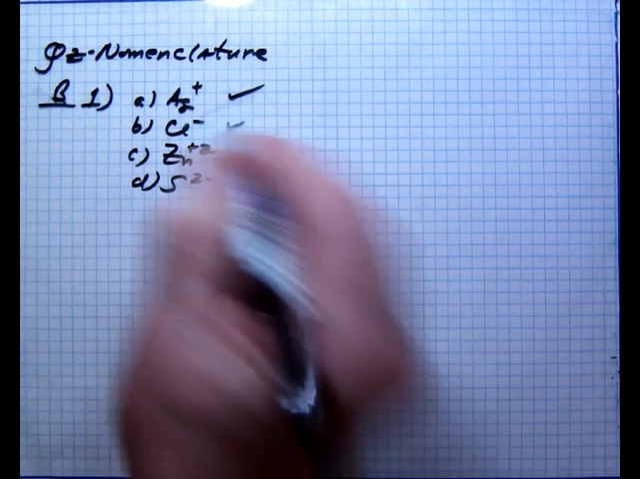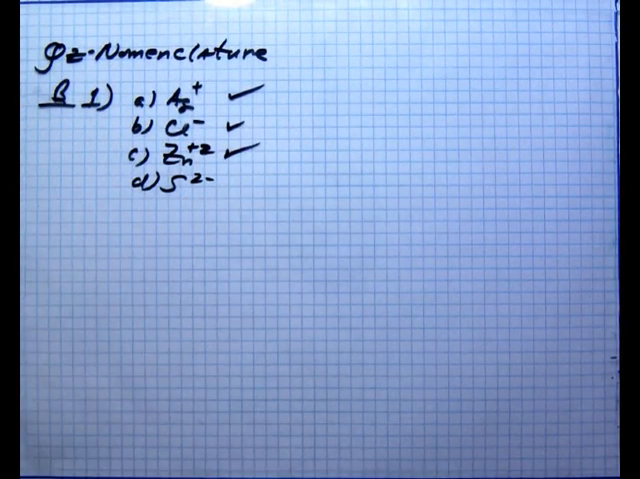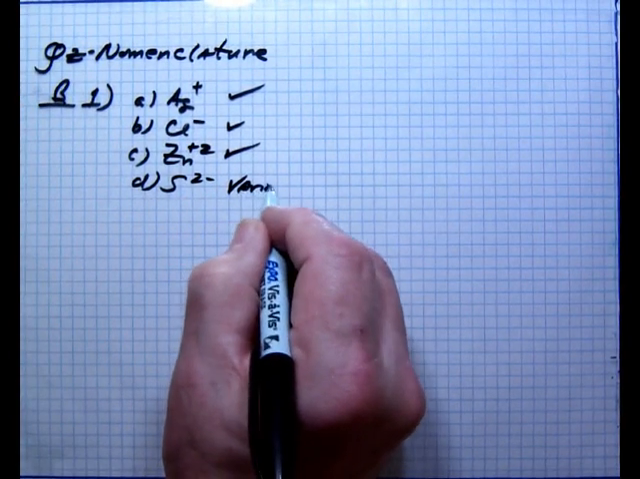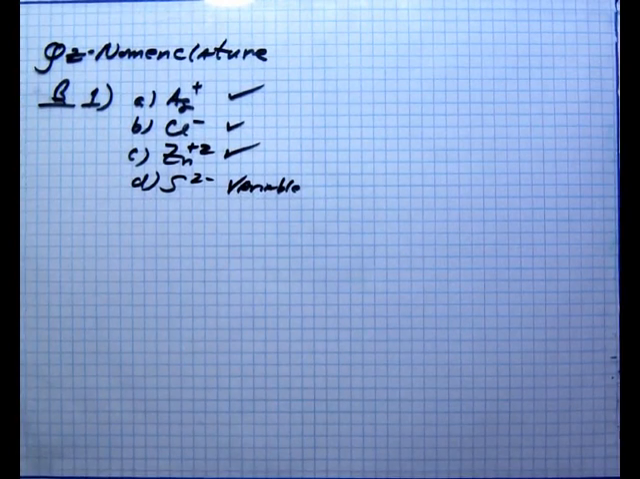This is fixed -1. This is fixed +2. This is variable, non-metal.